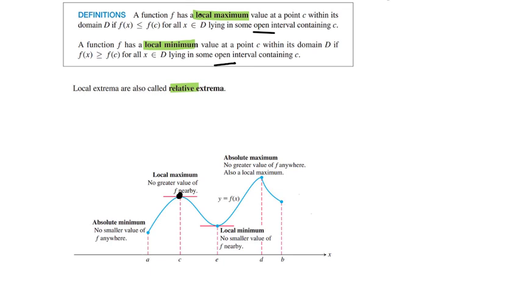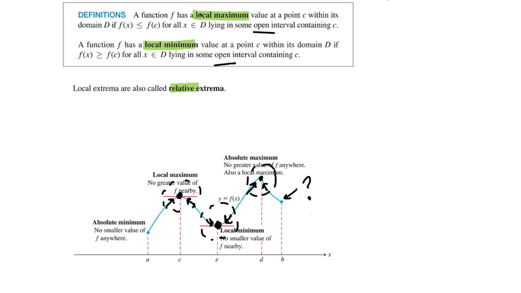Notice it's not the highest point on the whole graph, but if I draw an open interval or neighborhood around that point, it is in fact the highest point in that nearby neighborhood. Very similarly, this local minimum value is the lowest point in the nearby neighborhood, relative to the points around it. Now this one here, visually we can see it's the highest point on the whole graph. It is in fact also a local maximum in addition to an absolute maximum.